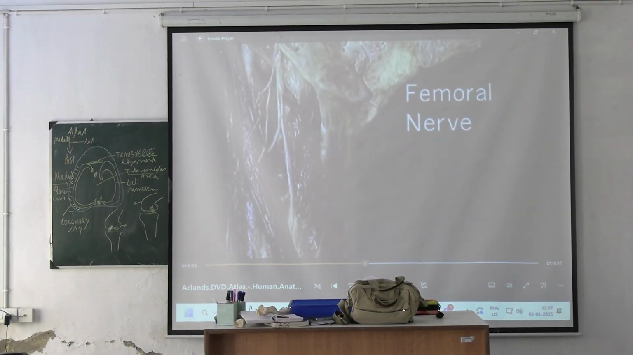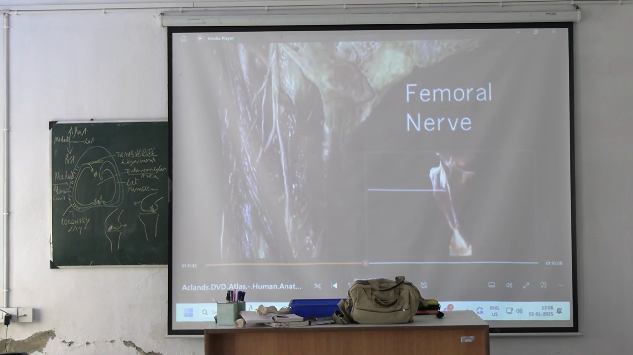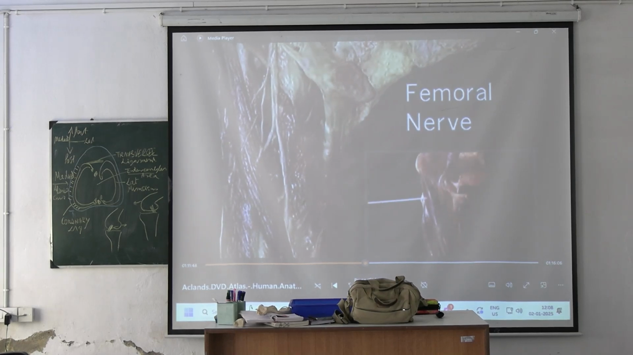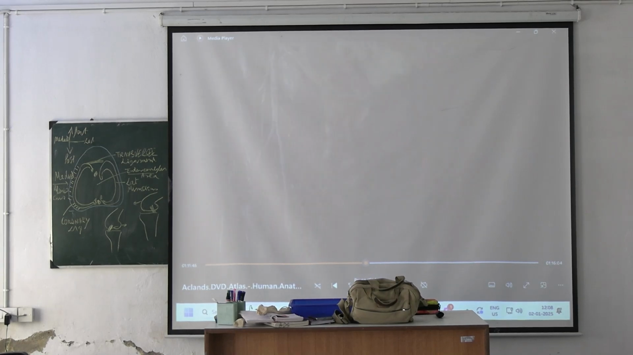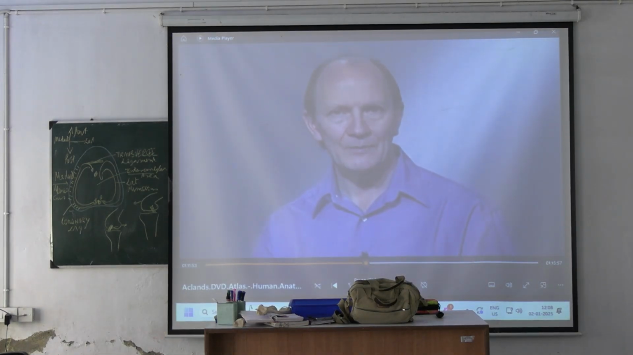The femoral nerve supplies the ligaments, tibias, all four heads of quadriceps, and the sartorius. The obturator and femoral also have sensory branches, some of which go below the knee. We'll leave these out. We'll go on now to look at the sciatic nerve.